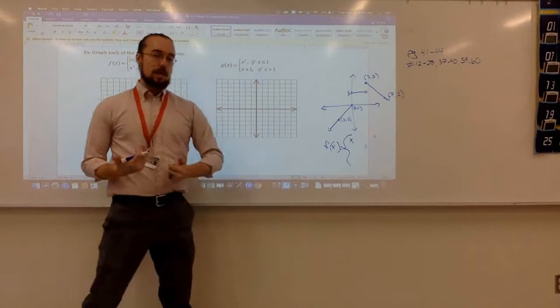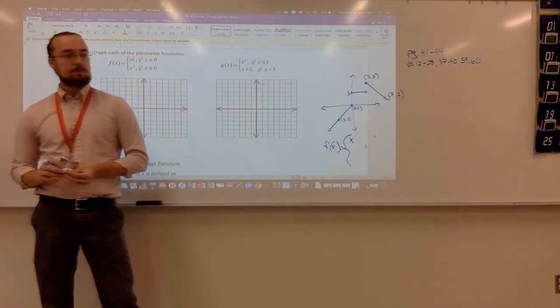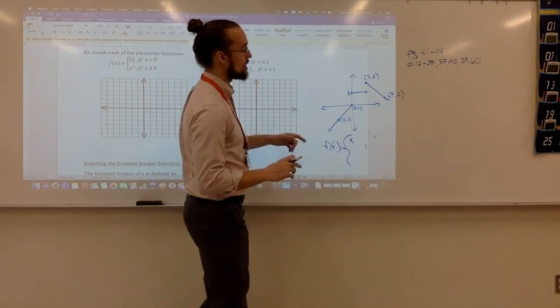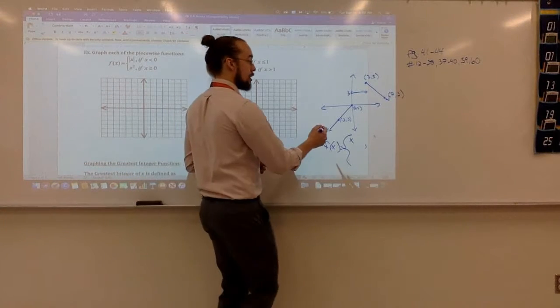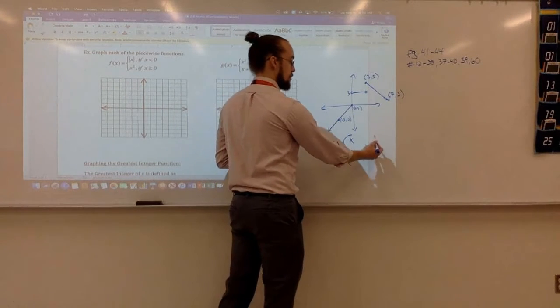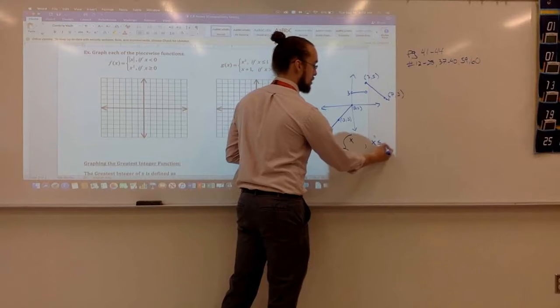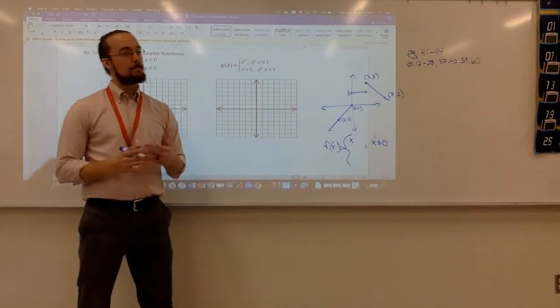What's the domain on that piece? That piece is defined for what x values? Less than or equal to 0. x is less than or equal to 0, right? Because we have a solid dot there.